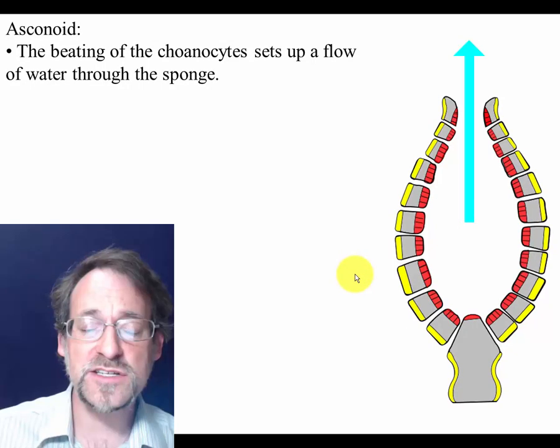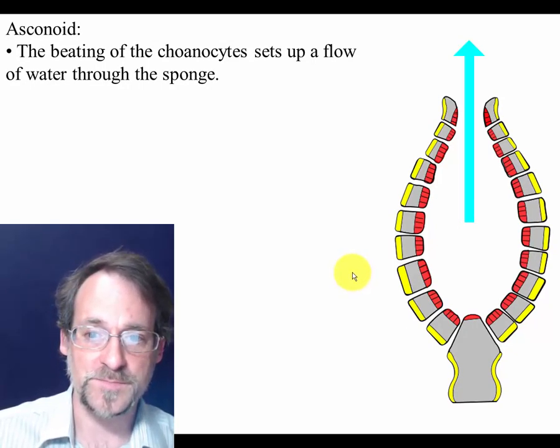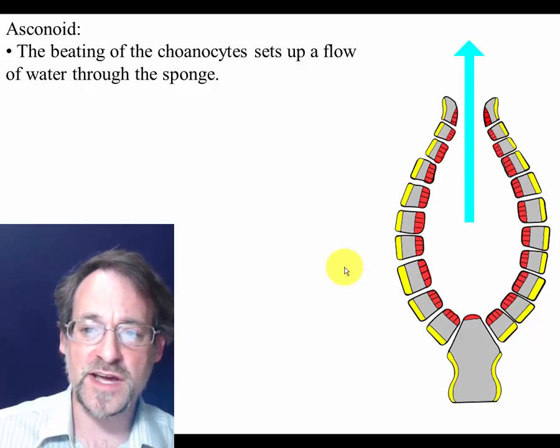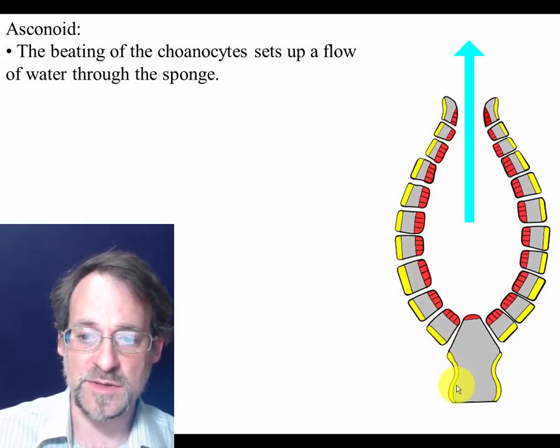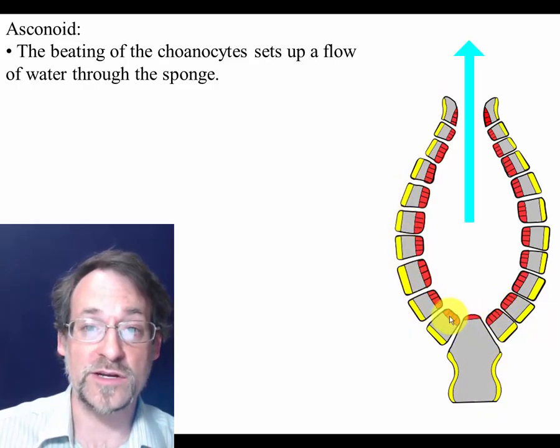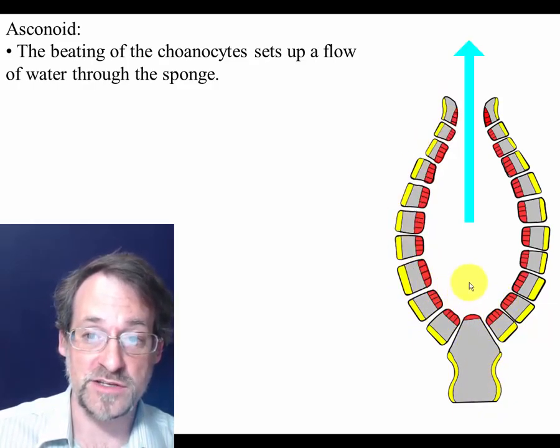The asconoid system is the simplest one. In all these diagrams, the outer layer of the sponge is shown in yellow. The inner medium, or the medial tissue, is shown in gray, and the red denotes the choanocytes, the collar cells that do the actual feeding.